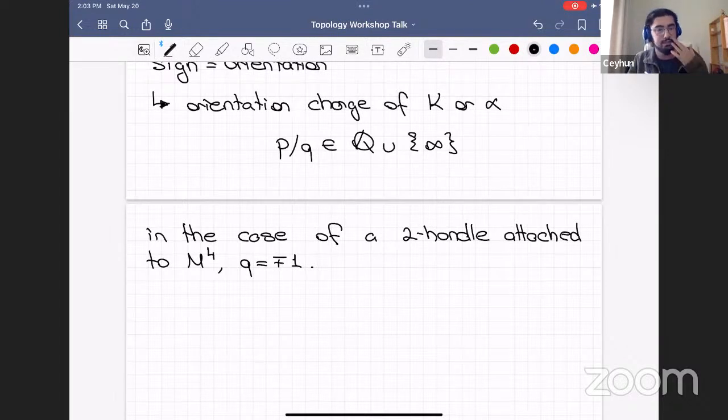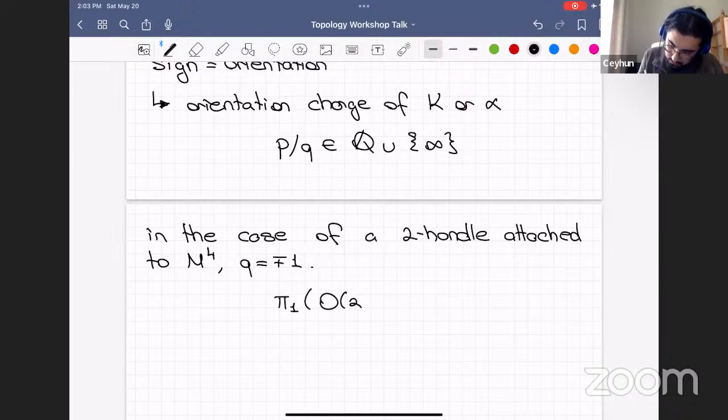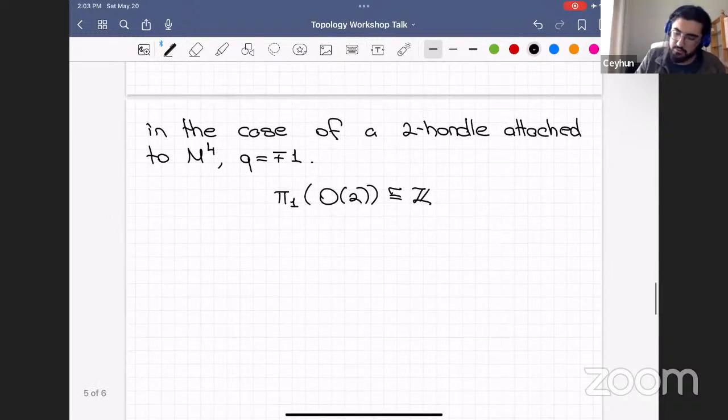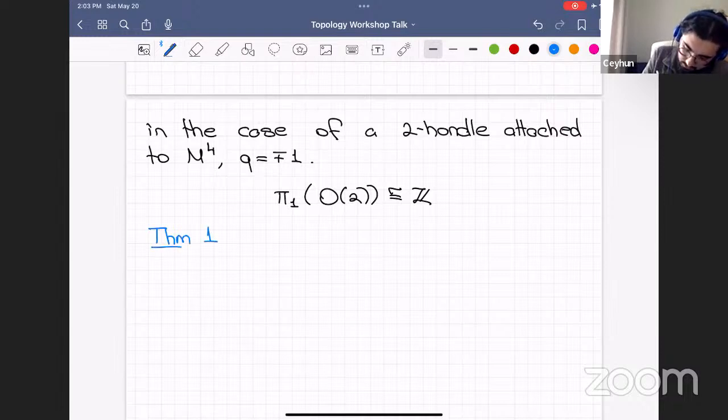Which means that Dehn surgeries in the specific case where we have the boundary of a four manifold are determined by this P uniquely, and this P is equal to the framing number we had from pi 1 of SO(2), which was Z. Okay, why did we need these? Because we need the following theorem, which is very important, and we will come back to this, so I'm going to call it theorem 1.